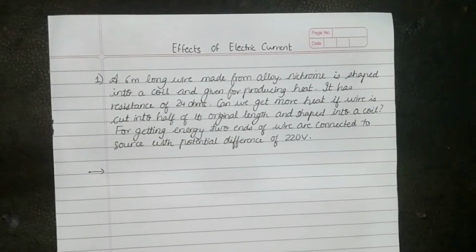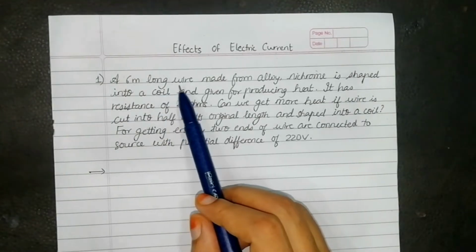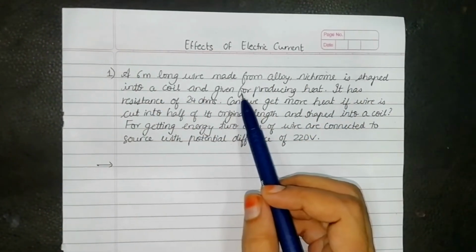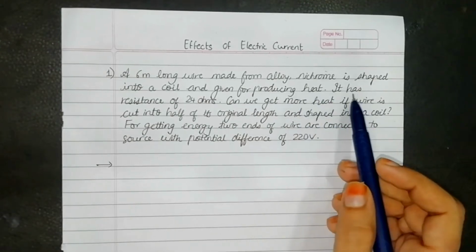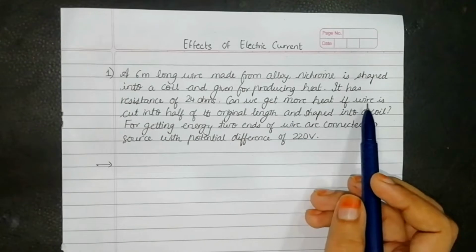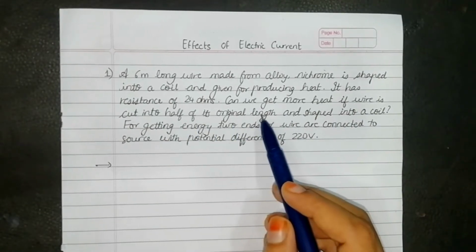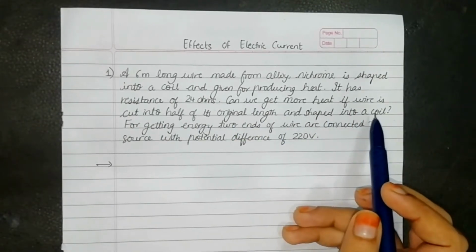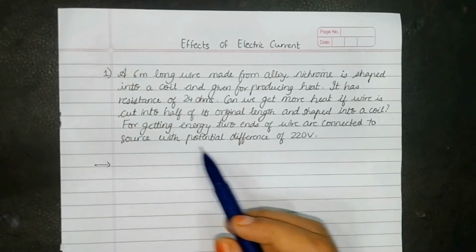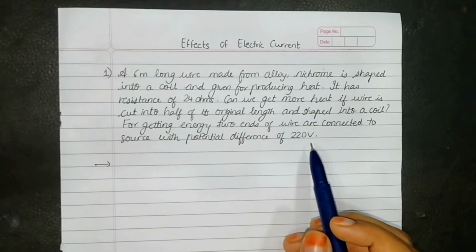The question goes like this. A 6-meter long wire made from alloy nichrome is shaped into a coil and used for producing heat. It has a resistance of 24 ohms. Can we get more heat if the wire is cut into half of its original length and shaped into a coil? For getting energy, two ends of the wire are connected to a source with a potential difference of 220 volts.